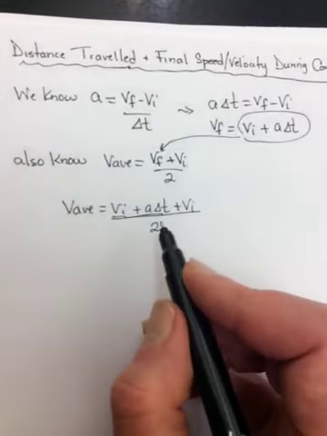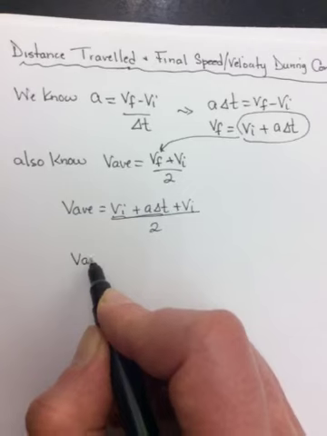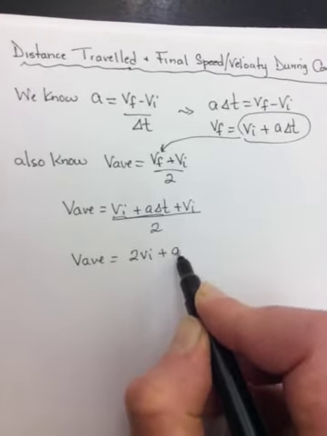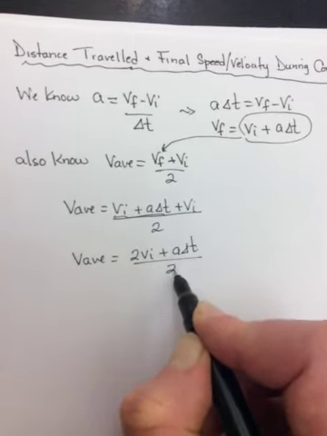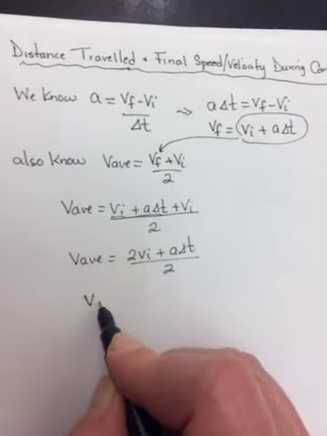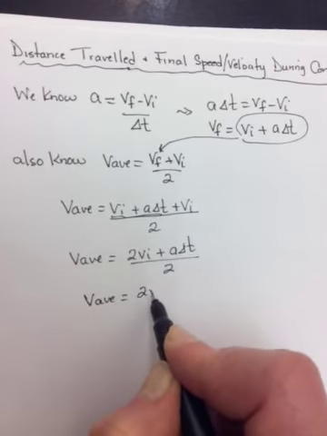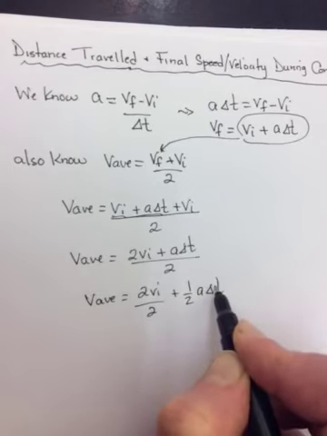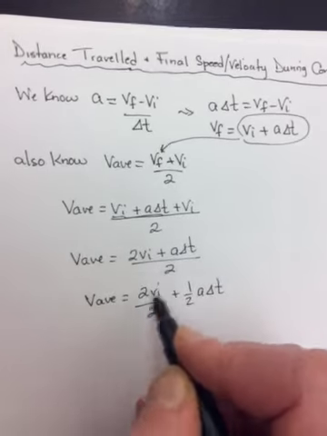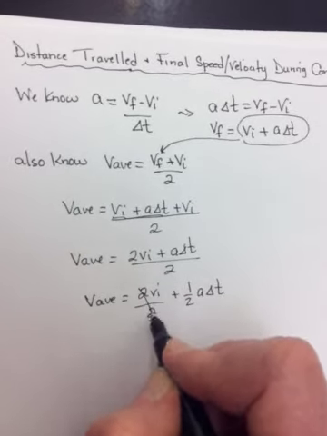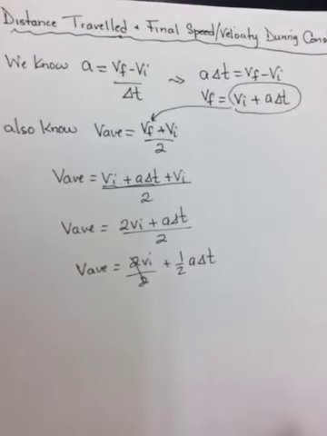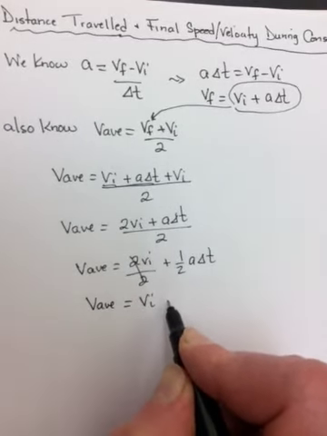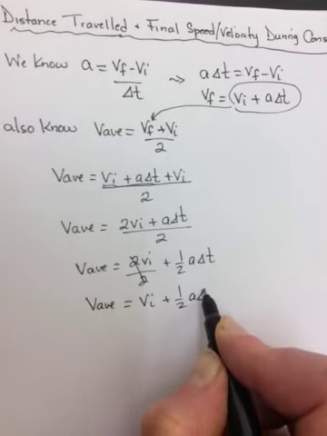Okay? Now we can add the vi and the vi, so we would get 2vi plus a delta t all over 2. Now I could write this instead as 2vi over 2 plus 1/2 a delta t, right? I could separate the fractions. The 2vi over 2 is just going to become vi. So we would have v average is equal to vi plus 1/2 a delta t.